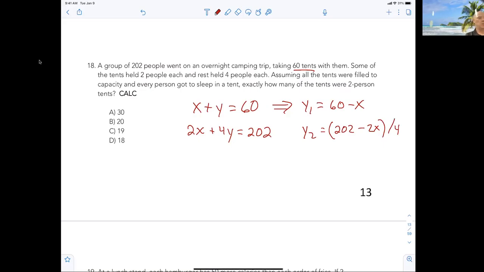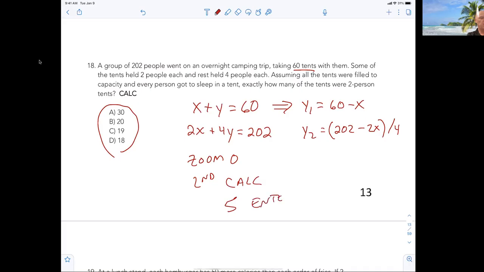Look how cool that is. All right. Then look at my window. The largest number is what? 30, right? So go to your window and change the X max to probably 40. And then zoom 0. And then second, calc 5. Then you hit enter 3 times. And it will tell you the answer. Now we want the two-person tent, so you got to make your note. Two-person is the X coordinate.